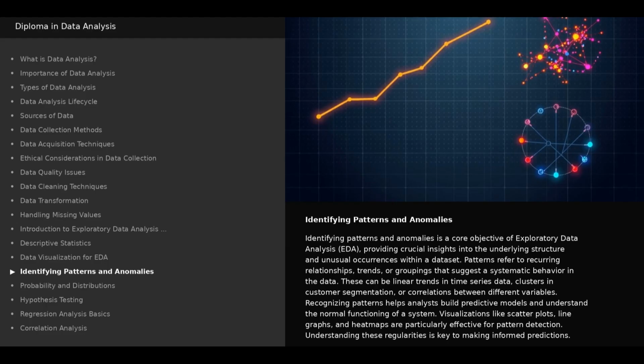Patterns refer to recurring relationships, trends, or groupings that suggest a systematic behavior in the data. These can be linear trends in time series data, clusters in customer segmentation, or correlations between different variables. Recognizing patterns helps analysts build predictive models and understand the normal functioning of a system. Visualizations like scatter plots, line graphs, and heat maps are particularly effective for pattern detection. Understanding these regularities is key to making informed predictions.